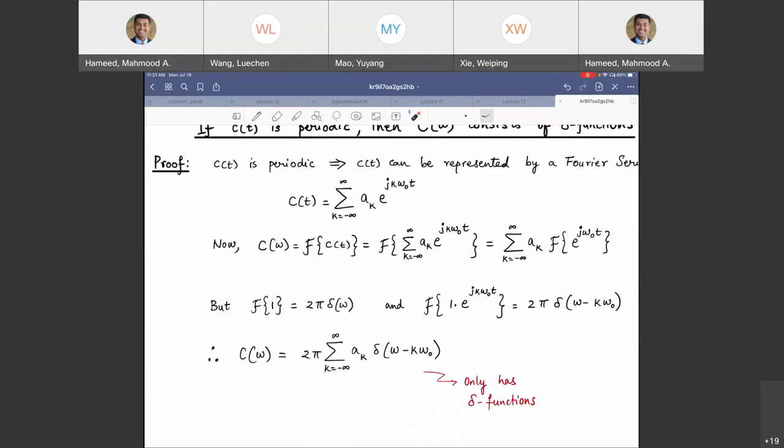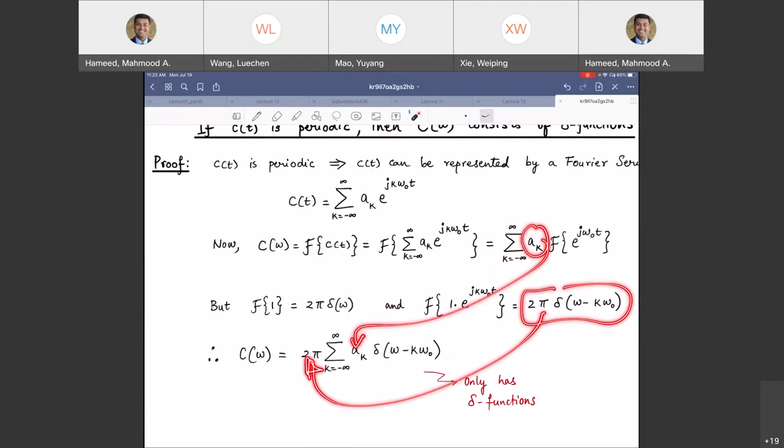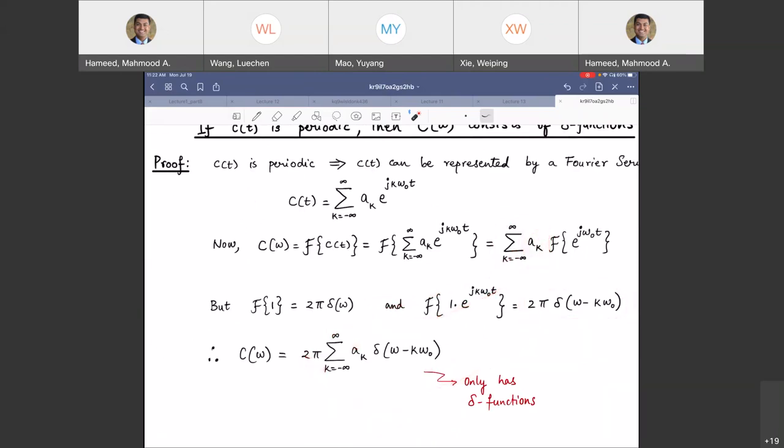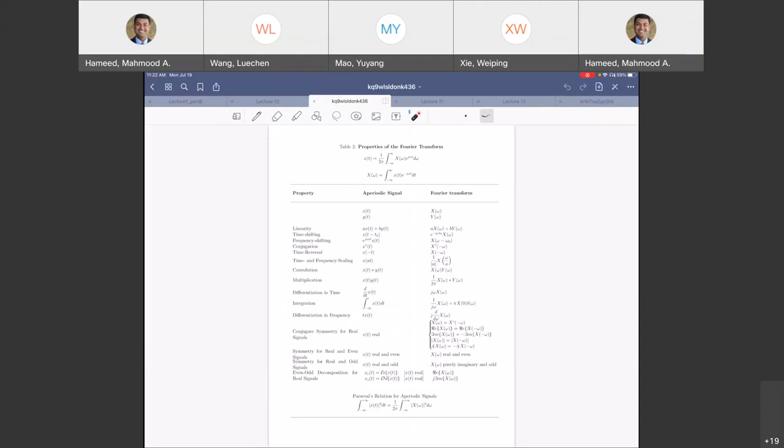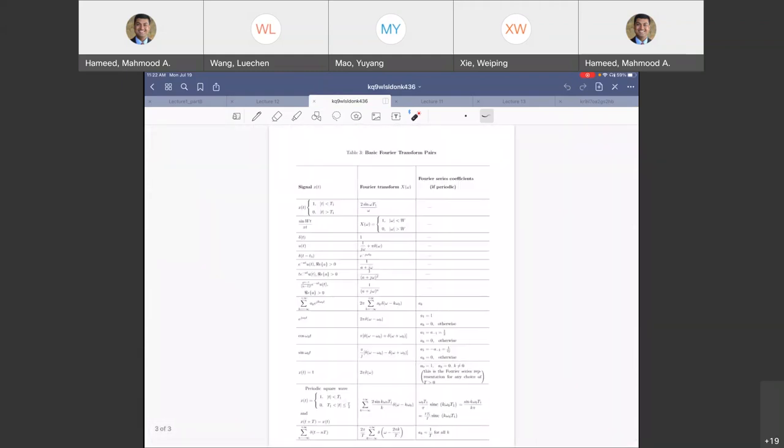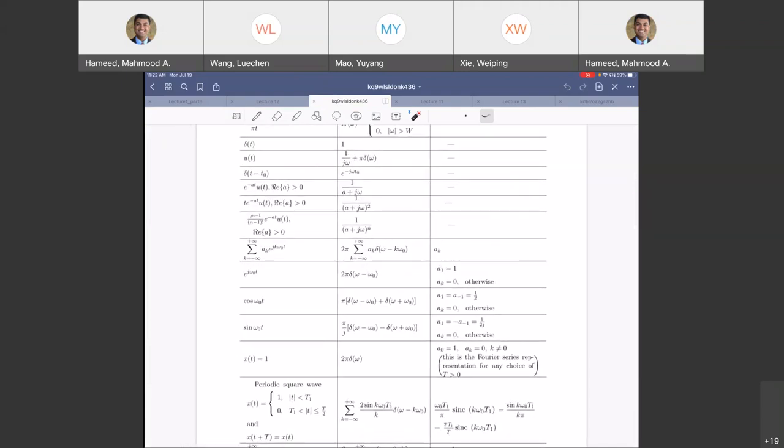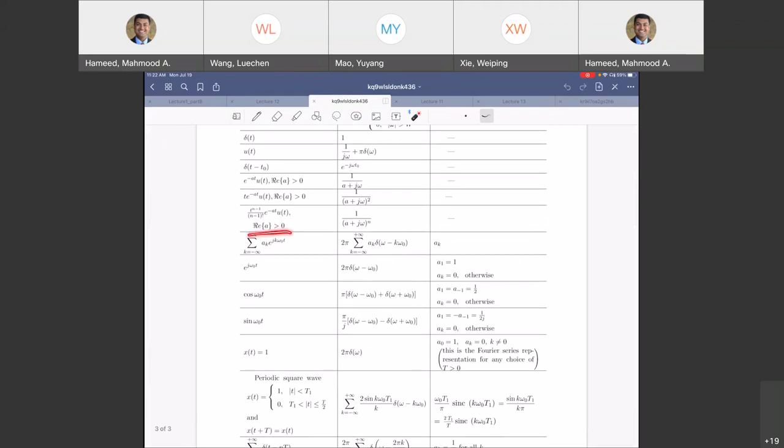All right, so all you have is the summation over here, the a_k over here, and the 2 pi will come out of the summation. You will be left with the delta functions. So all of this is to say that if c of t is periodic, then C of omega will have a bunch of delta functions. You can consider all of this the proof of this result. This is in the Fourier transform properties, the Fourier transform of periodic signals.